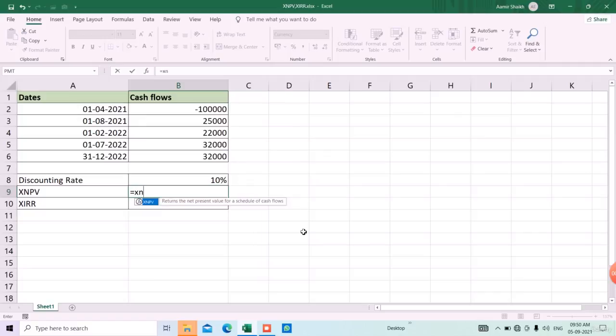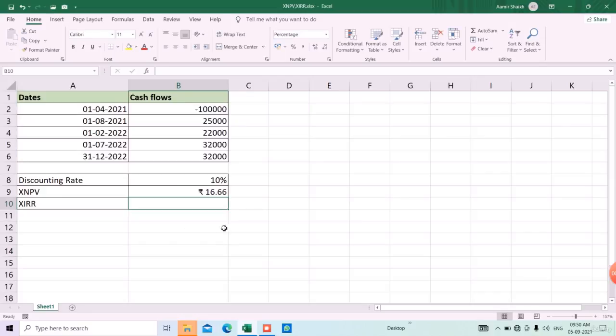So I'll calculate XNPV. That is the rate, so I'll write 10% as the rate. Asking for the values, so I'll select all the values, and the dates. Asking for the dates, so I'll select all the dates. In here, if you can see, 16% is the NPV considering all these different dates, right?